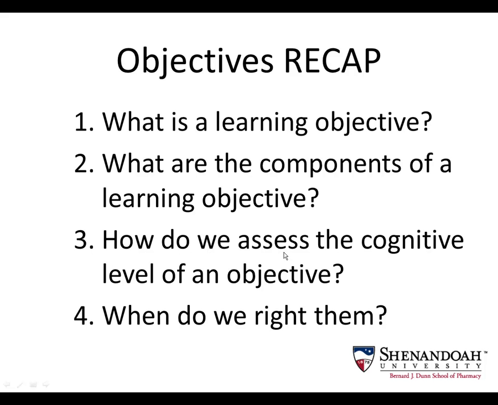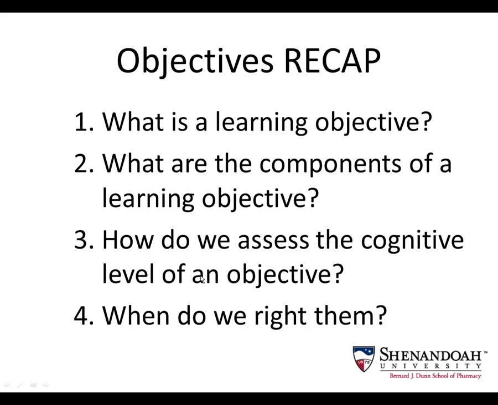All right, so the objectives recap. What is a learning objective? It's the intended result after instruction. What are the components of a learning objective? The ones we're primarily concerned with, of course, it's the ABCD. The behavior is the important one for us because that allows us to pick a Bloom's taxonomy level in the cognitive domain. Is it recall? Is it application? Is it evaluation?